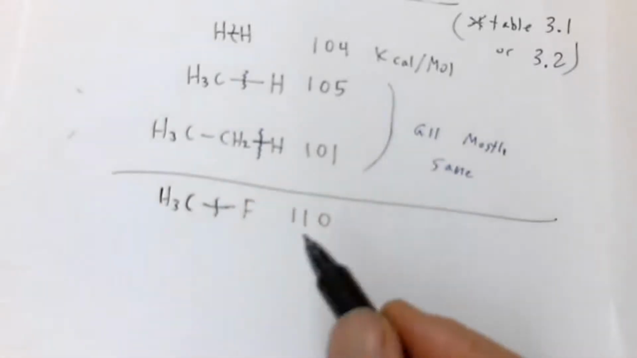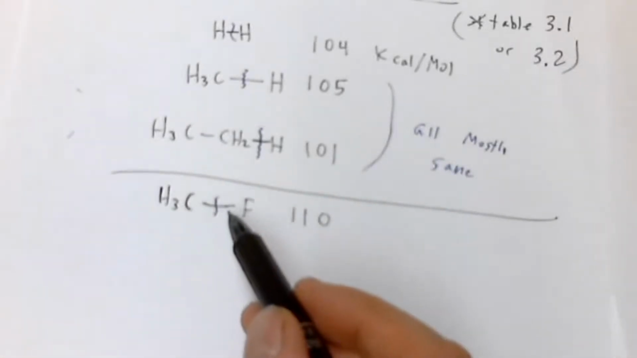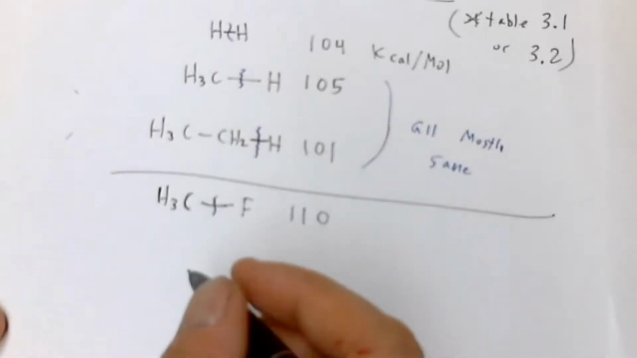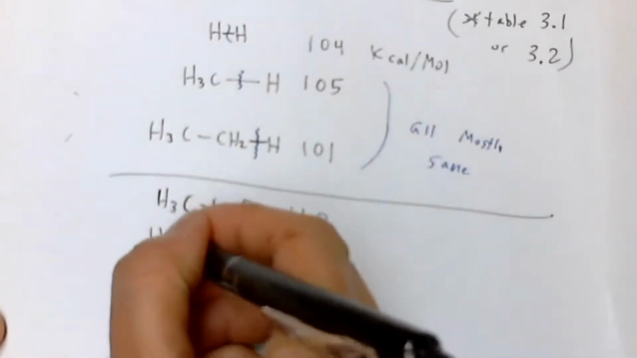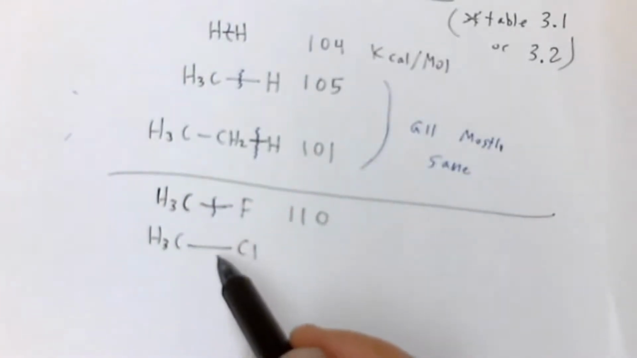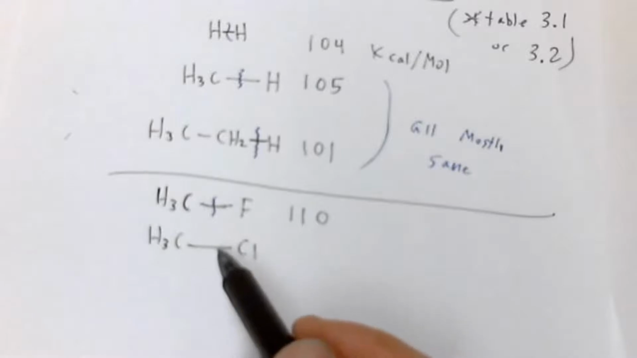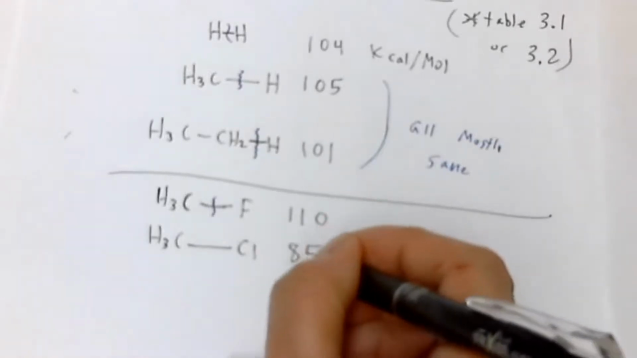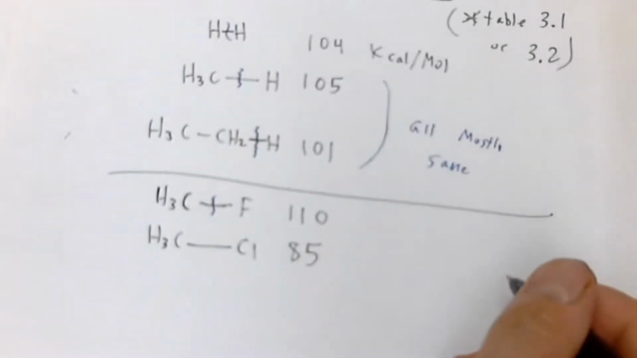So the little line I'm drawing represents the bond we're cleaving. I could also just do this, and you could imply that that's the bond we're cleaving, because I made the big long bond. Okay, H3C-Cl is 85. Whoa, that's different, right?